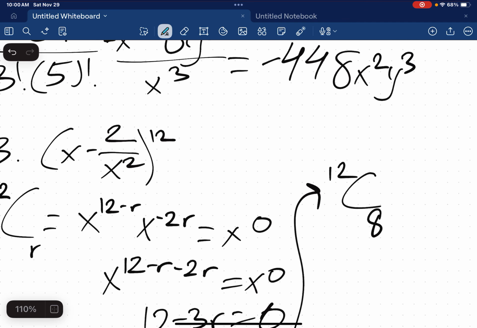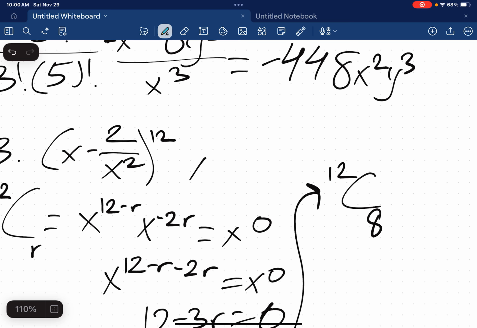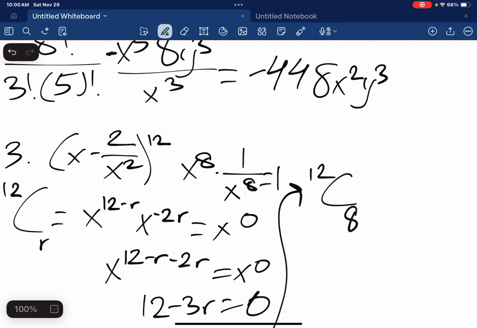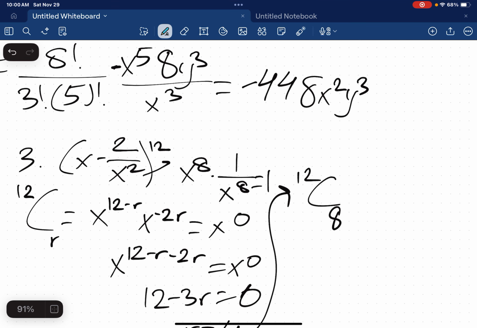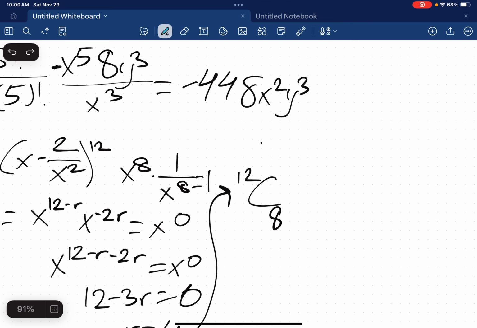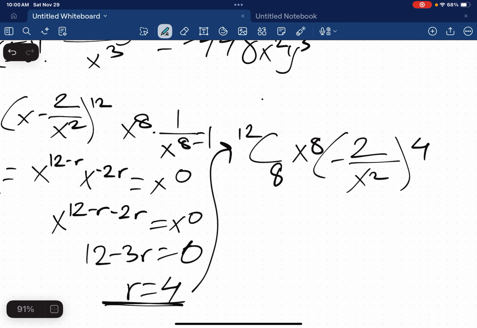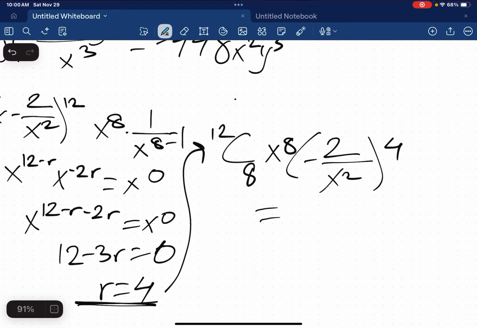Reason being is if we come back over here, when we have x to the 8th, that's getting multiplied by x to the 8th. That's going to equal 1. Our r is going to be whatever our second term is going to be. So our second term is 1 divided by x squared to the 4th. That means the first term has to be x to the 8th. Minus 2 over x squared to the 4. And after doing math, you'll get that equal to 7,920.